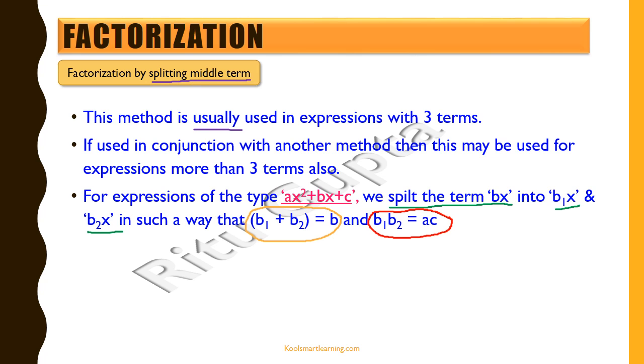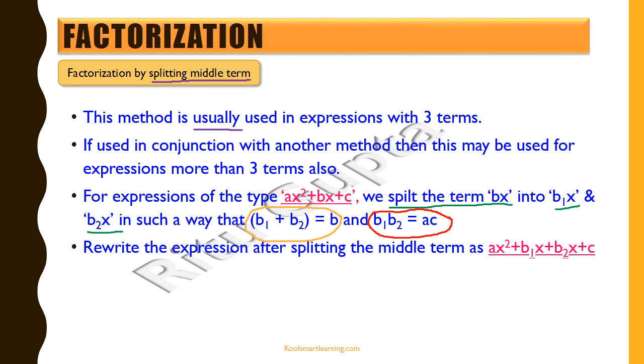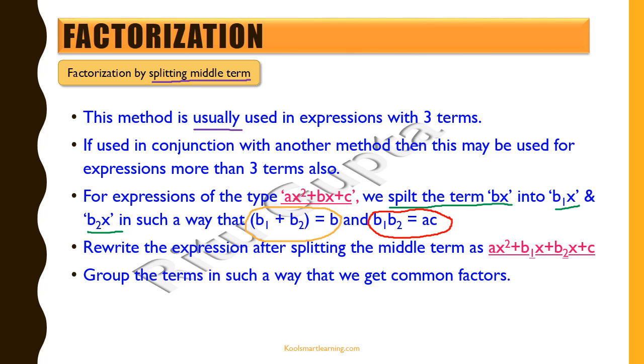So let's see it with the help of an example. But the first thing that we do here is split the expression, and the expression now becomes ax square plus b1x plus b2x plus c. Now we group these terms. Once we've split the middle term and made the new expression, we group the terms in such a way that we get the common factors. This is where we use the first or the second method that we've already talked about.